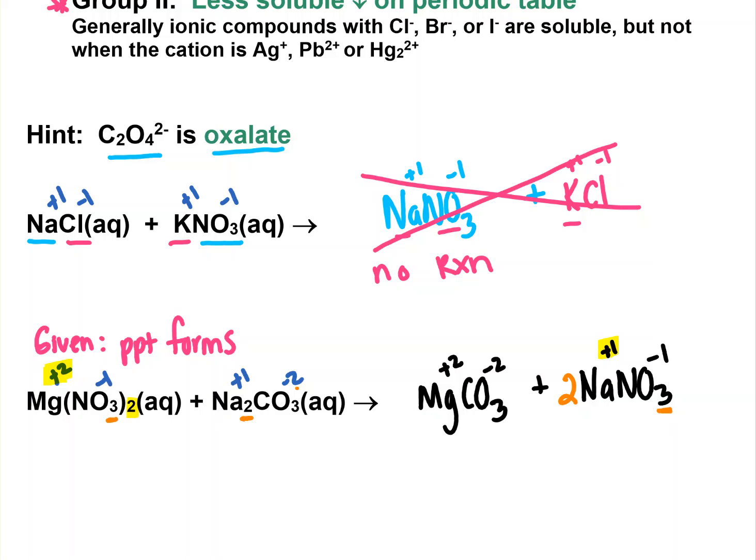Okay, then I need to know which one is the precipitate. Well, what I know is that both sodium and nitrate can never be the precipitate. This will always be aqueous, and so this must be the precipitate because I was given that one forms.